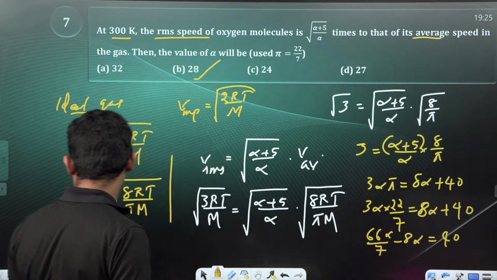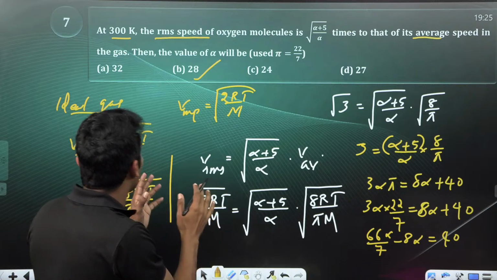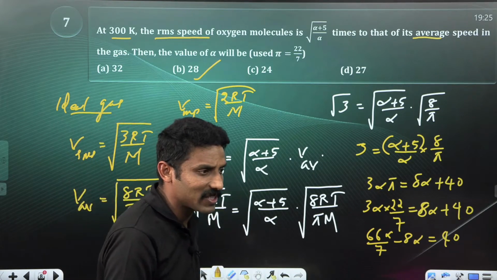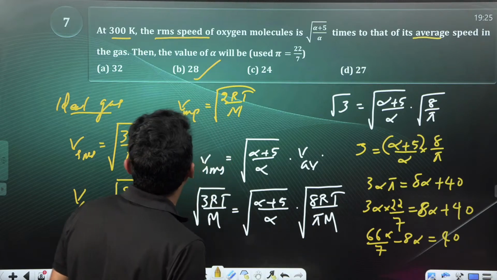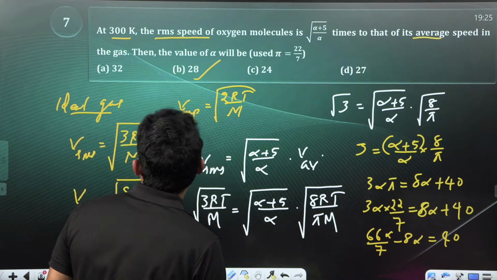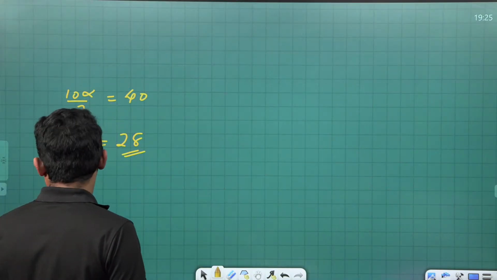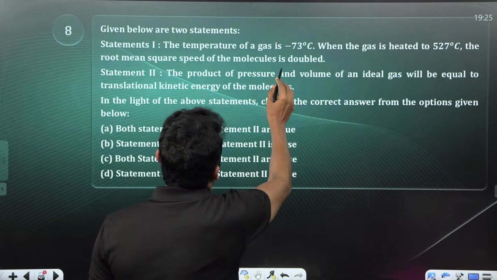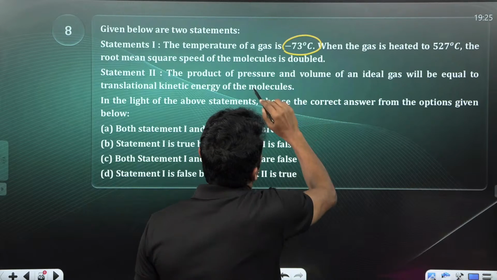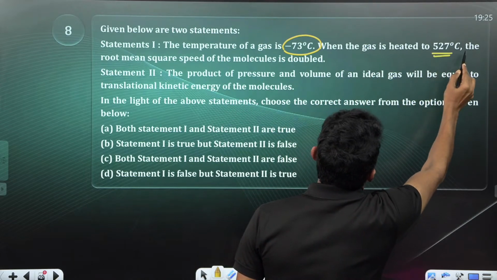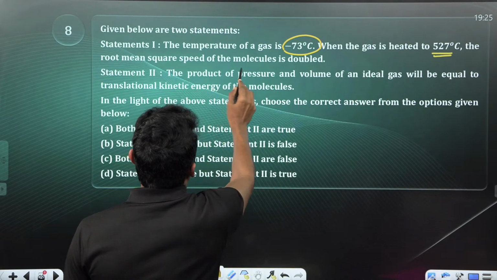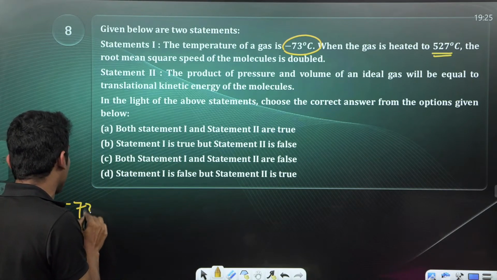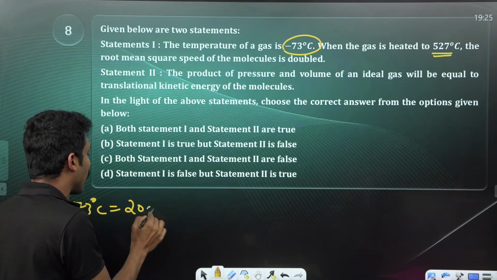You understood? This is the question regarding the speed of gas molecules. Here RMS speed and average speed are connected. Now the 8th question is, given below are two statements. Statement 1: the temperature of a gas is minus 73 degrees C. When the gas is heated to 527 degrees C, the RMS speed of the molecule is doubled. We can check. Minus 73 degrees C means 200 Kelvin.